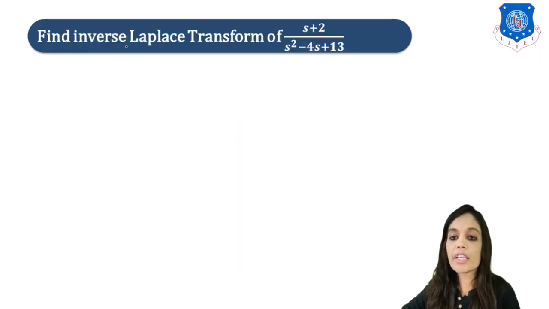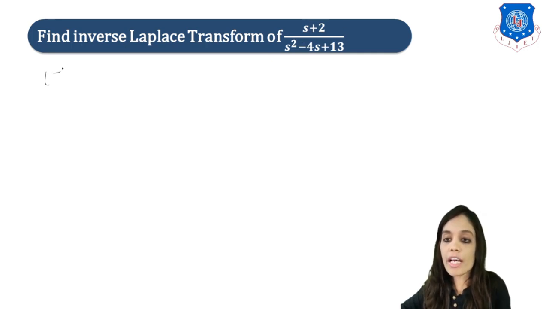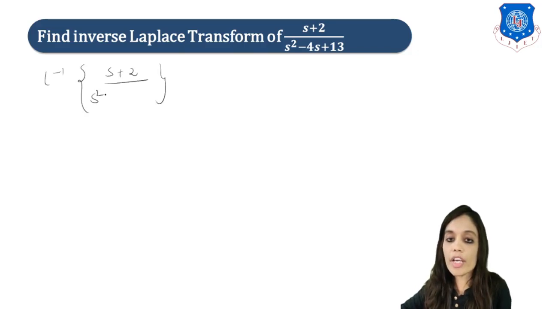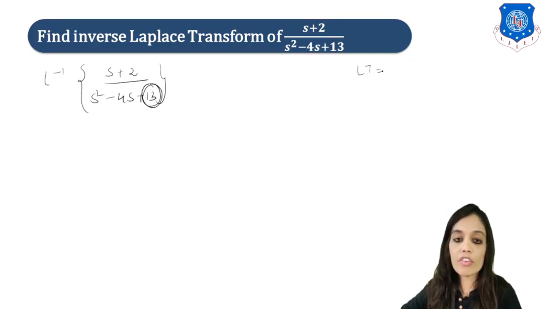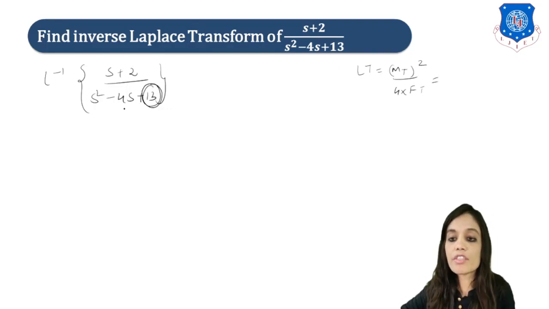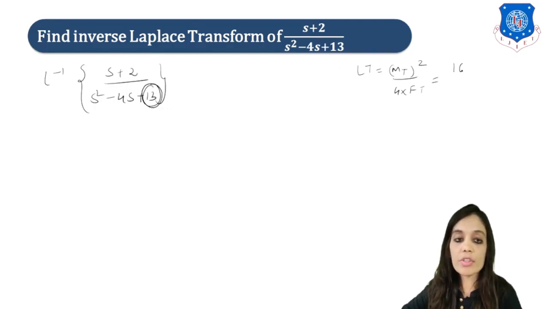Here we have to find the inverse Laplace transform of this. We have to find Laplace inverse of s plus 2 upon s square minus 4s plus 13. In this, first we have to set the last term. We all know the formula of the last term. It is middle term square upon 4 into first term. Here our middle term is minus 4, so the answer will be 16 upon 4 into 1. So the last term will be 4.